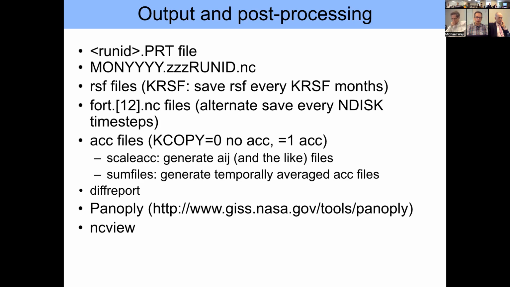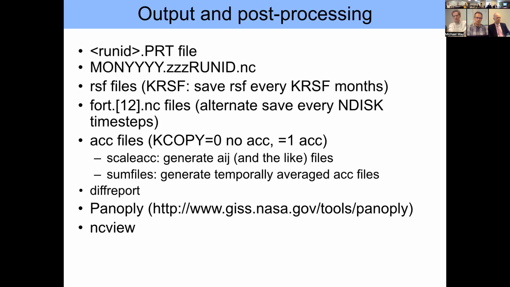Then there are two files called fort.1.nc and fort.2.nc. These two files are checkpoint files that are saved every N disk time steps, and N disk is the number defined in the RunDeck. I think the default we have is 960, but you can change it to whatever you want. 720. So we've moved to 1440. Okay. So it's something in the order of around 1,000, and it's different, I guess, in different RunDecks.